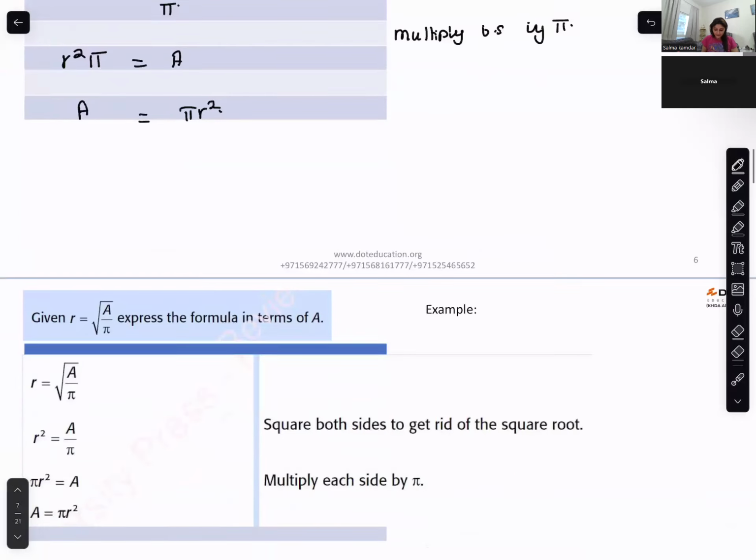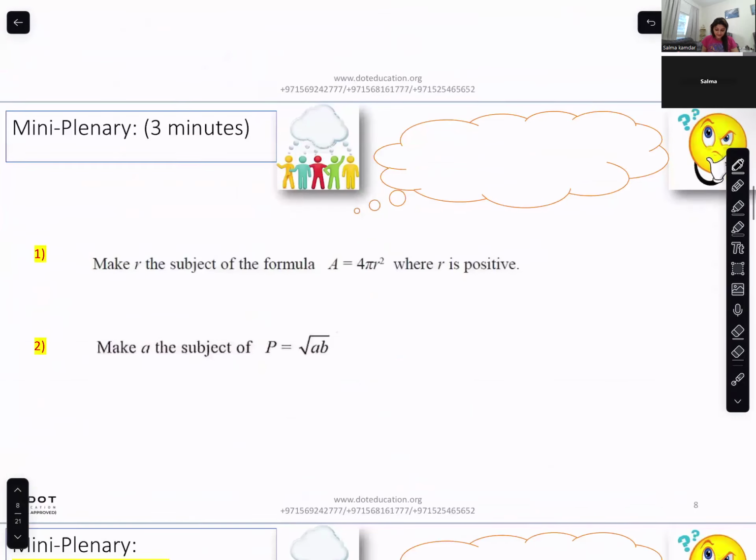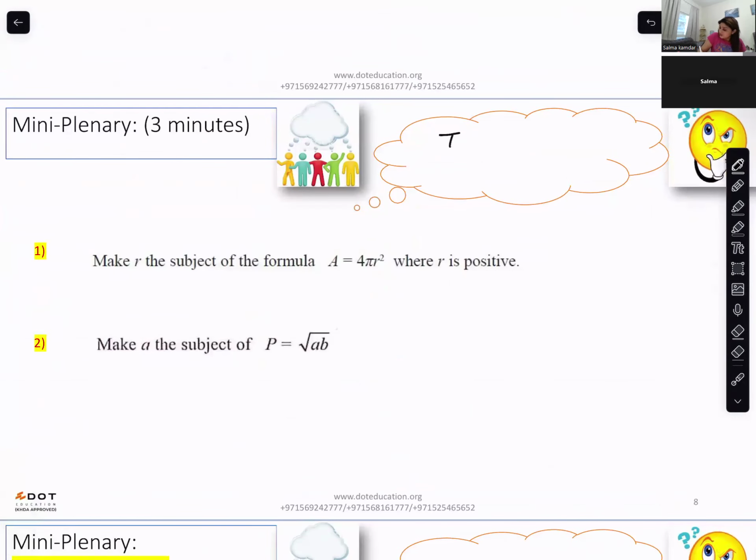This is a question where you can test yourself. Okay, test yourself, try to do the question yourself, pause the video, and then come back and look at the solution. Okay, this is how you understand whether you know or you do not know.